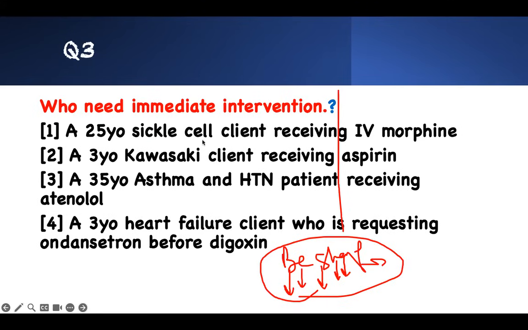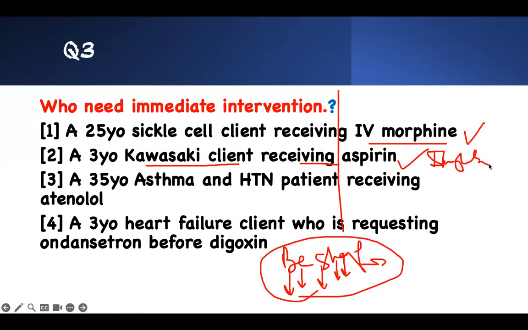A 25-year-old sickle cell client. Okay, what is the problem? Receiving IV morphine. Thank you, you're doing better. A 3-year-old Kawasaki client, what is the problem? Receiving aspirin. Oh yeah, that's what you need. You need aspirin and immunoglobulin, okay?